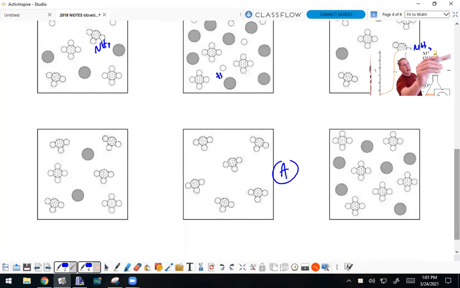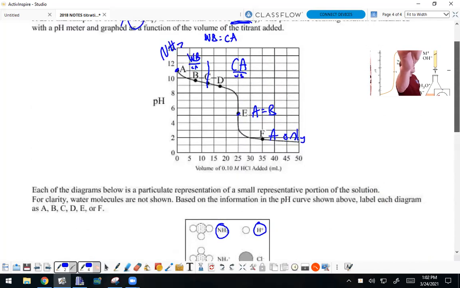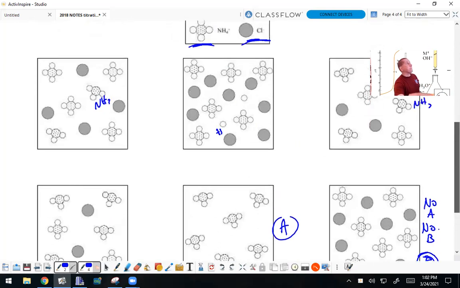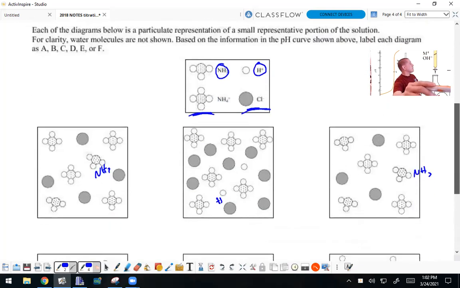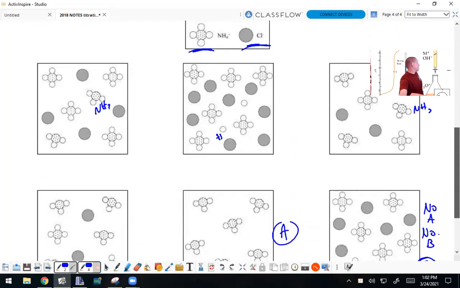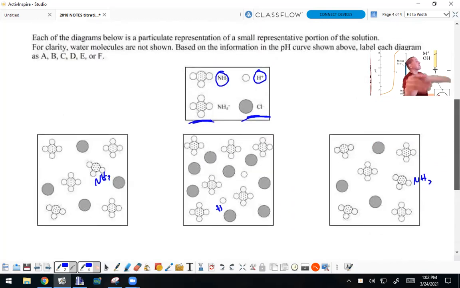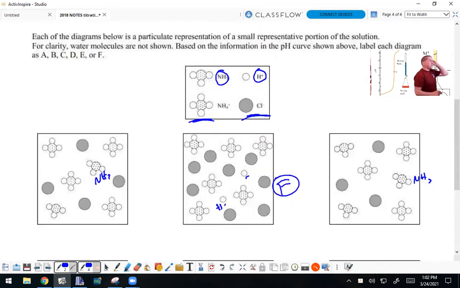So right here we have no acid, no base, so we only have the salt, so this is D. This is the equivalence point. So now we're at E, sorry, E, the equivalence point. Let's do F, past the equivalence point. So now we only have acid left over, and as I said, that would be this one. So this is F, we have acid left over.